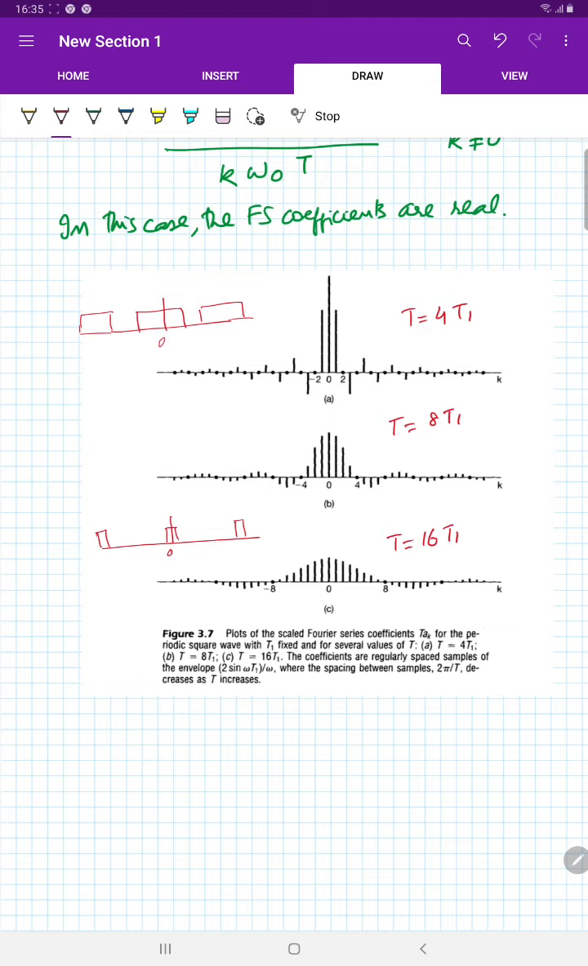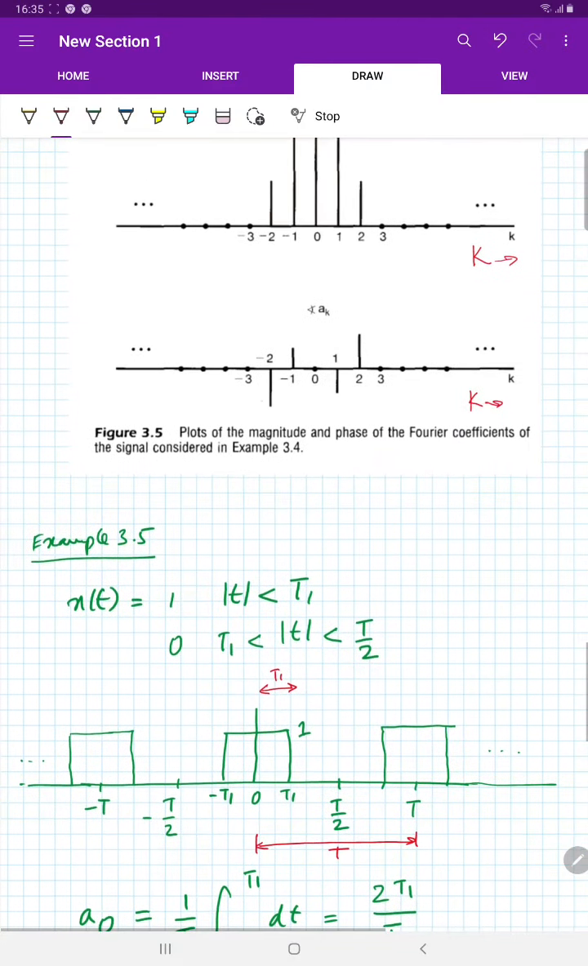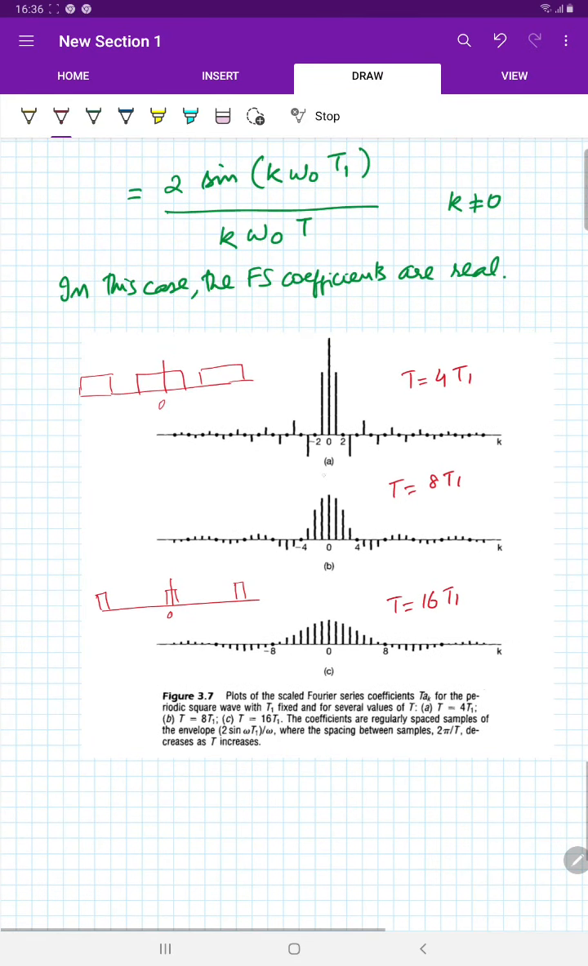In the earlier case, we had only a finite number of Fourier series coefficients, but here we have more than a finite number. This is for 8 T1 and this is for 16 T1, when the ratio between T and T1 is 16 times. Essentially you can see that as the non-zero part of the square wave gets narrower in width, the spectrum becomes broader.